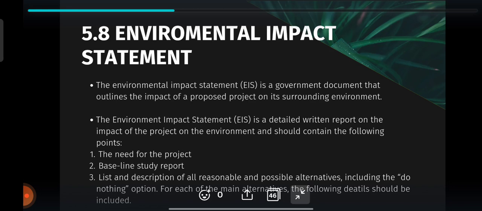Third is a list or description of all reasonable and possible project alternatives, including the do-nothing option. Even options that might be considered non-viable should be mentioned and the reasons given for their rejection. For each of the main alternatives, the following details should be included. So, mao ni sila mga details na include sa part sa ikatulo.